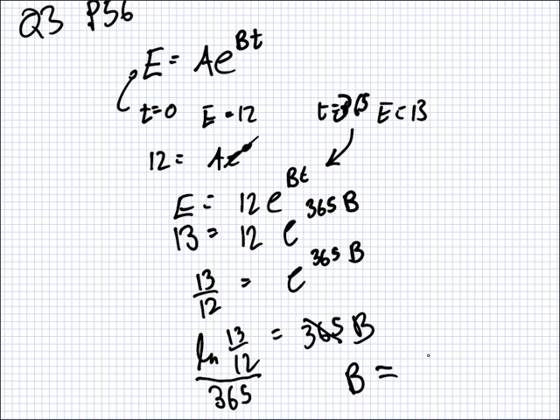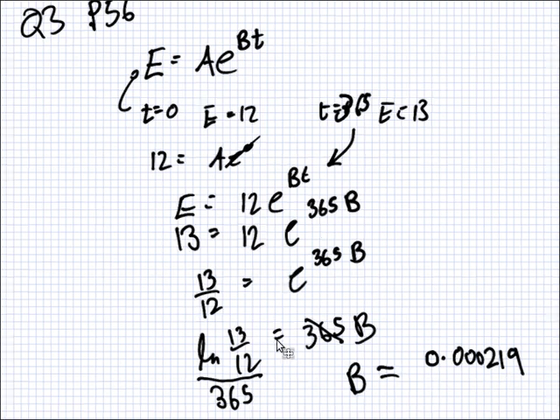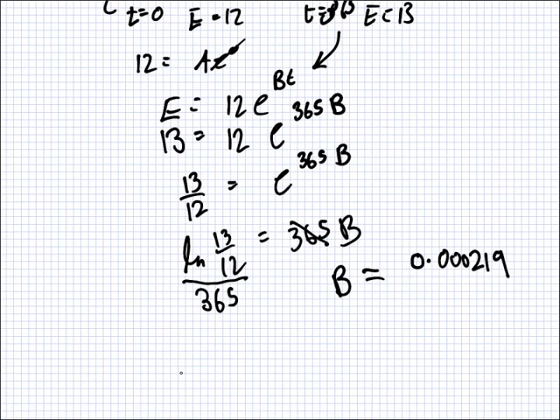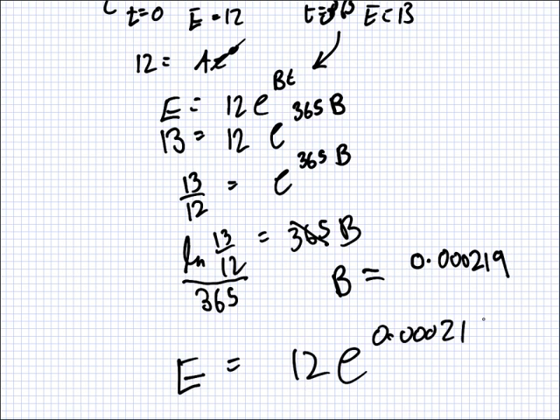So I hope 2.19 times 10 to the minus 4, is it? Yeah. Okay, so that's the first part of the question done. You have the exponential formula: energy is equal to 12e^(0.000219t). As time goes on, energy increases like that.